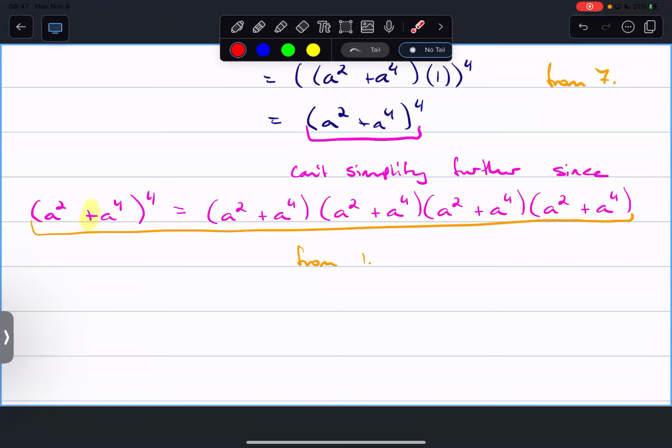You could FOIL this, but it would take half a day, right? You could go a to the power of 2 times a to the power of 2 plus a to the power of 2 times a to the power of 4. Do them step by step, build out incrementally, but don't do that because this looks nicer to me, right? Good. Okay. So those are exponent laws and they've been lurking everywhere.